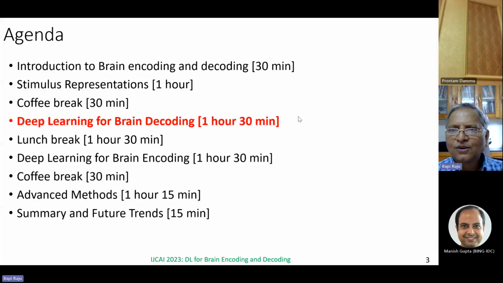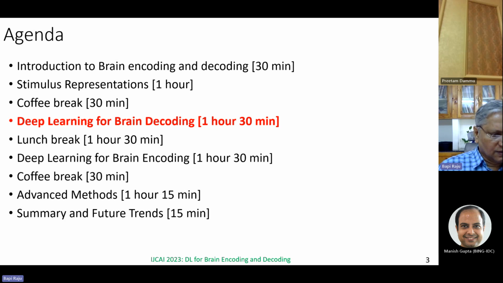For the next 1 hour or so before the lunch break, we'll look at a couple of examples of brain decoding models, with details of a couple of them. This is to supplement and extend the detailed presentation on stimulus representations from different modalities that Manish took us through in a very exhaustive manner.